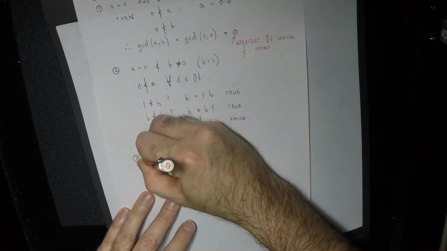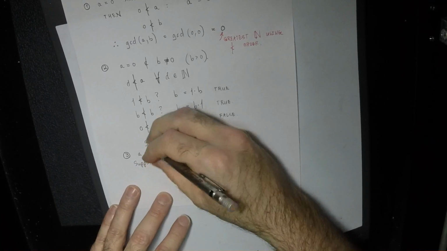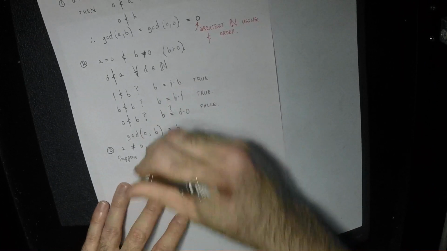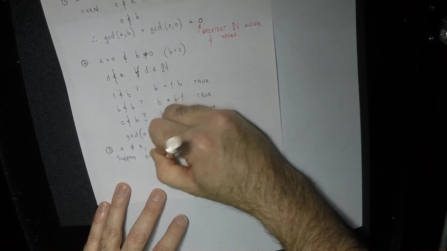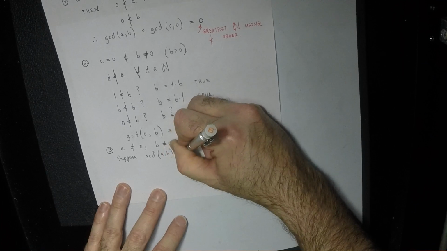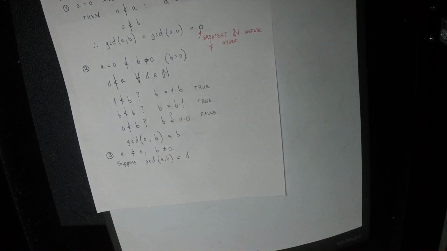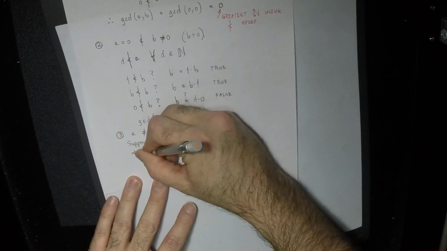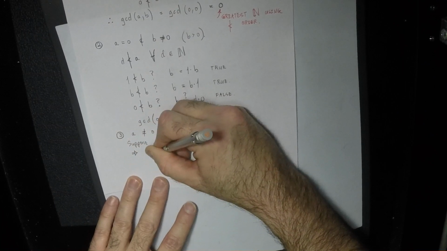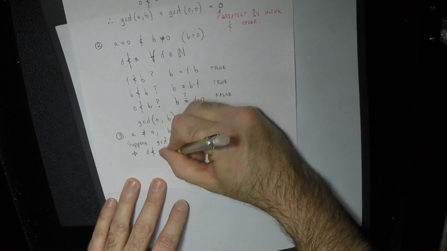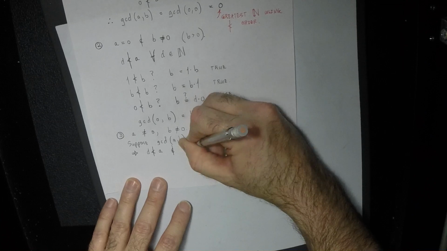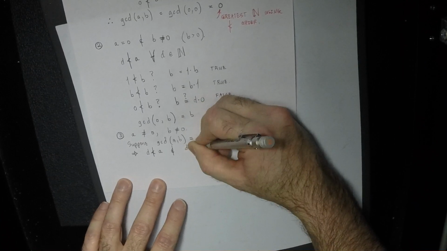So suppose that the GCD of A and B is equal to D. So in particular, that would imply that D divides A and D divides B. So it's got to divide both.